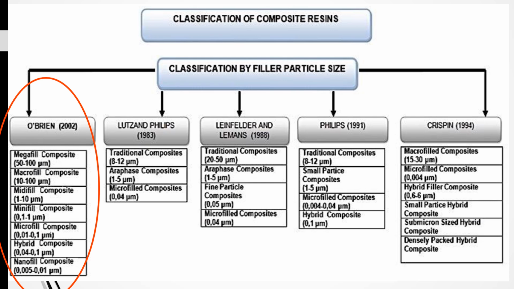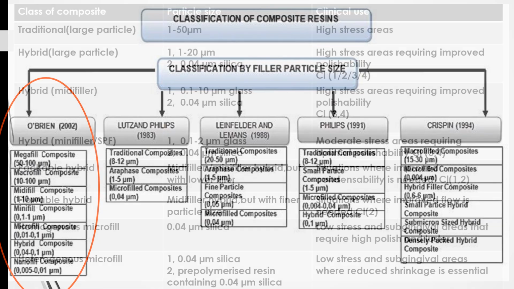Now the classification of composite fillers. Classification by filler particle size, given by different authors: O'Brien's classification given in 2002, Lutz and Phillips classification in 1983, Lehn-Fiitters and Lemon's classification given in 1988, Phillips classification given in 1991, and Crispin's classification given in 1994.